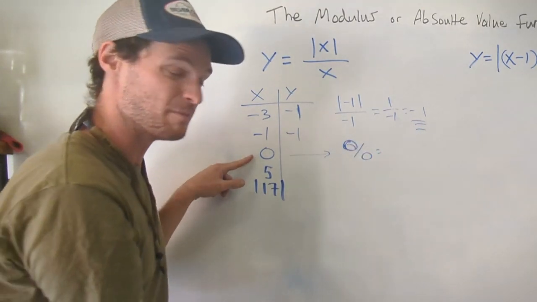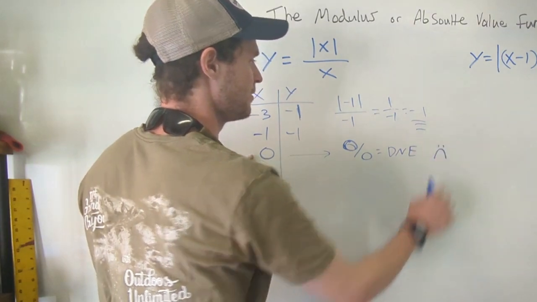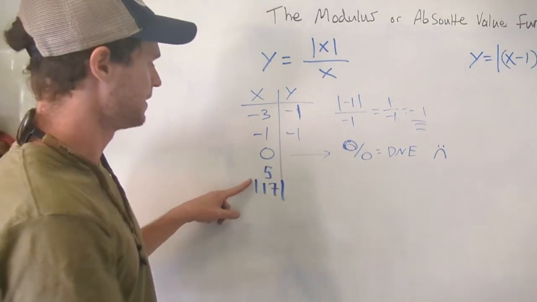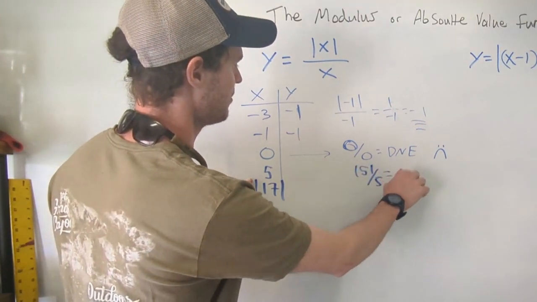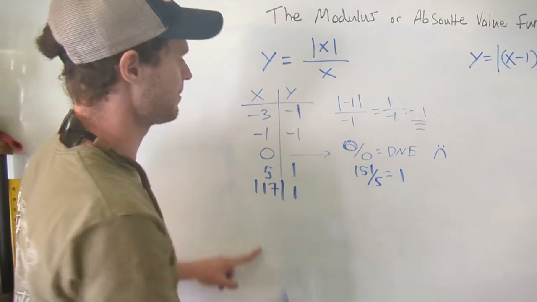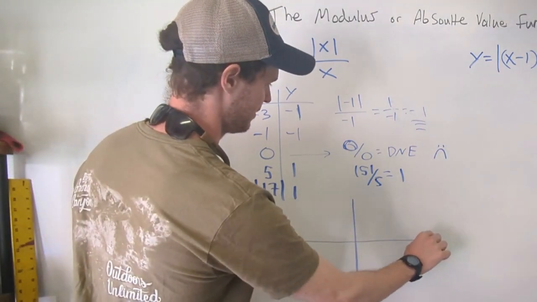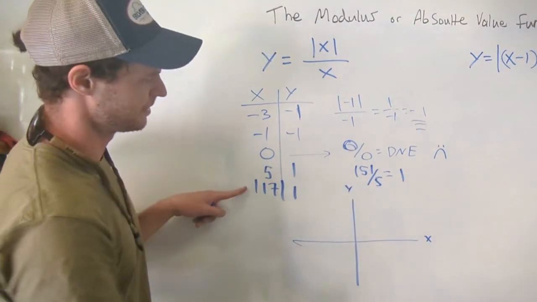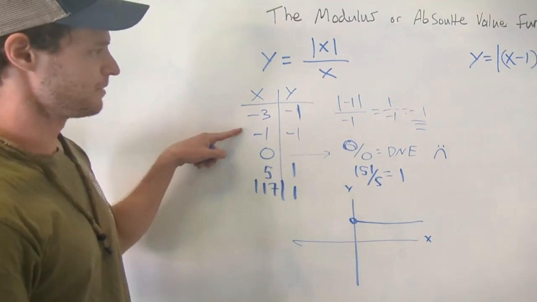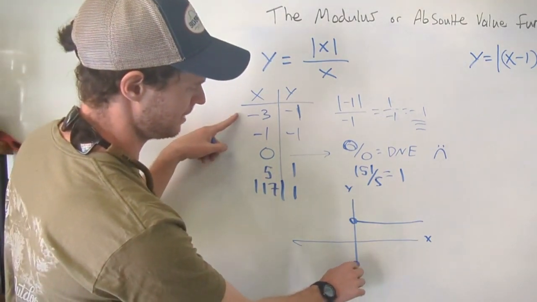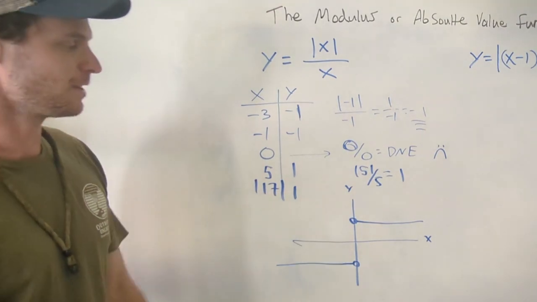Hopefully, you remember our lesson on domain, and remember that this does not exist. Sometimes I write it as smiley face, frowny face. Can't solve it. 5, put that in. You're going to get 5 divided by 5 for just 1, 117, same thing. The graph of this is very strange. When x is positive, it's positive 1. When x is negative, it's negative 1. When x is 0, nobody knows, hence the hole at 0.